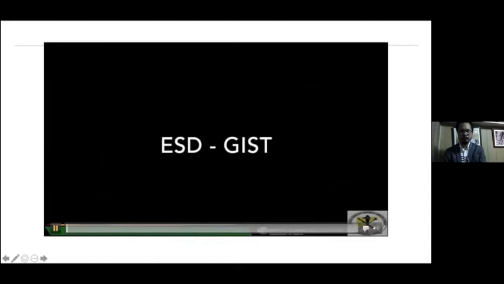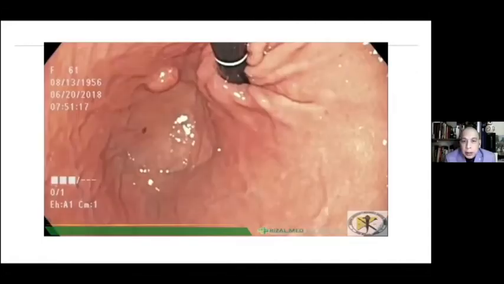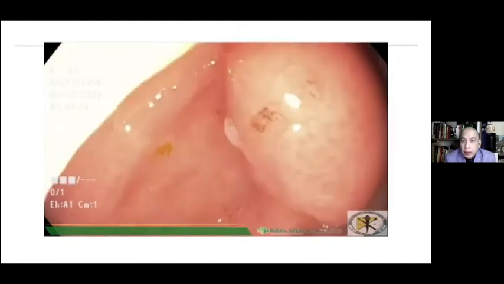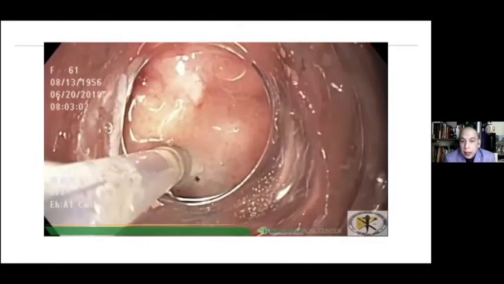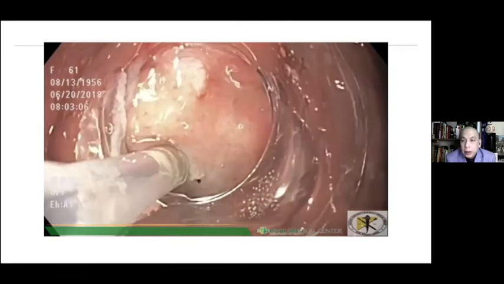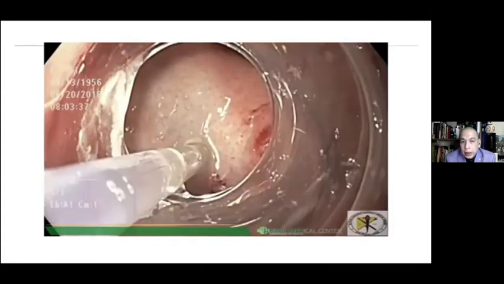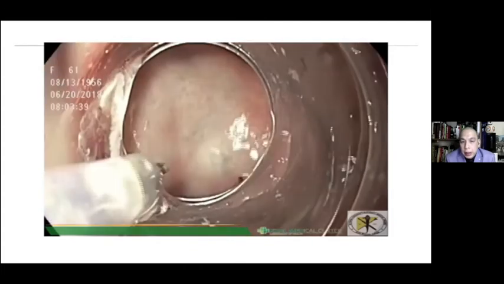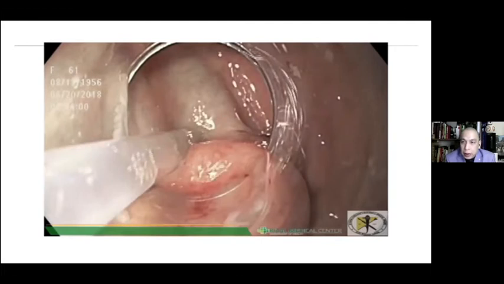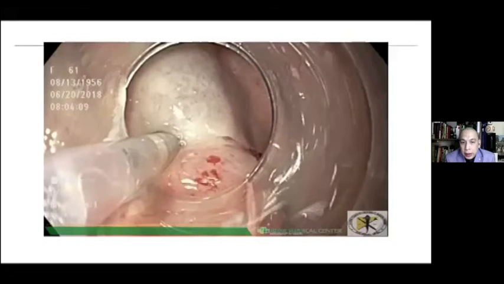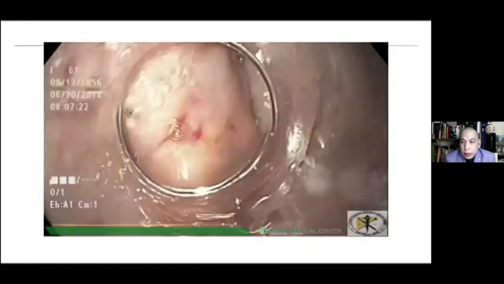Another video wherein you'd see that we will use the different knives as I've shown earlier, and even the creation of the submucosal fluid cushion to be able to do what we call now endoscopic submucosal dissection. So the instrumentation and the accessories that I showed earlier is a lot easier to understand or grasp when you see the procedure being done.